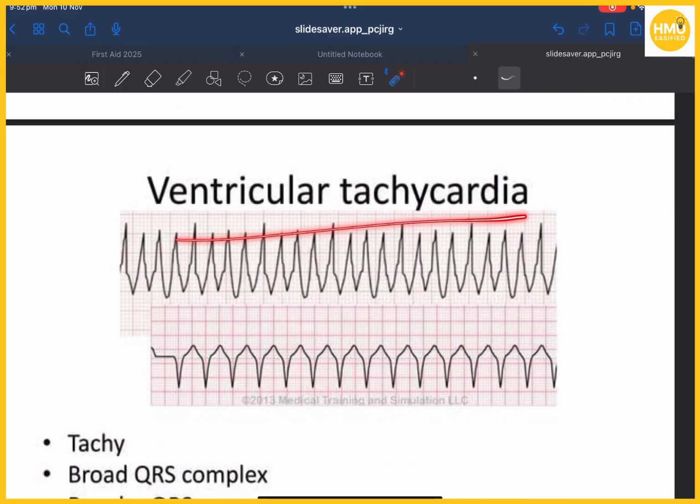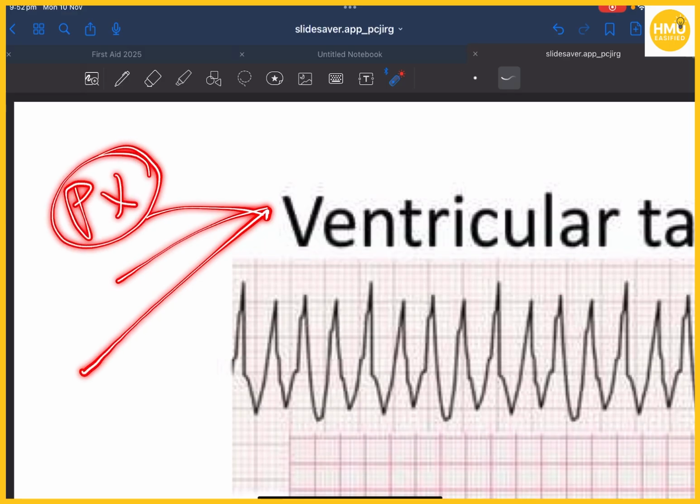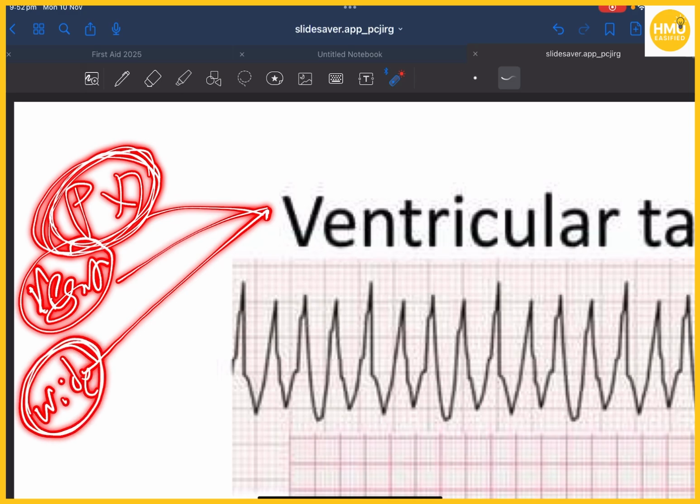Okay, this is VTach. VTach, as we said, is going to have the word ventricles, and the word ventricle will tell you ventricles took over. So there's no P wave, there's nothing coming from the atria because ventricles took over in a synchronized way. So it's regular. It is regular. There's no P wave. It's regular, and obviously it's wide. Okay, it's very wide.